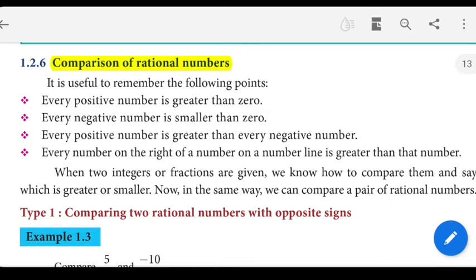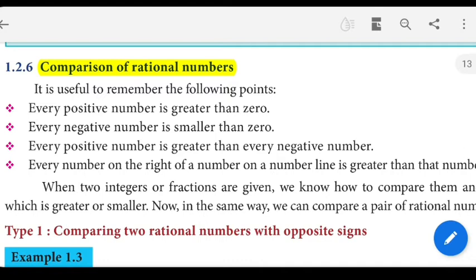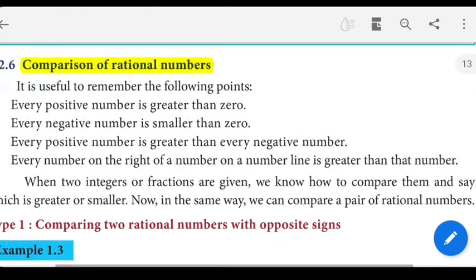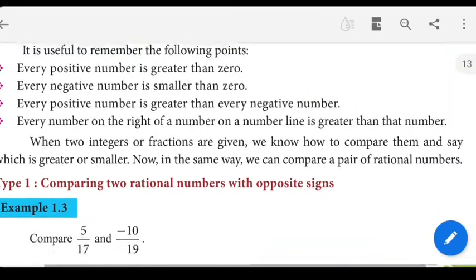Okay, let's see the four points again. When we want to compare two or more rational numbers, we follow these rules first. Every positive number is greater than 0. Every negative number is smaller than 0. Every positive number is greater than every negative number. Every number on the right of a number on a number line is greater than that number. Okay, using this definition, we are going to see sums.